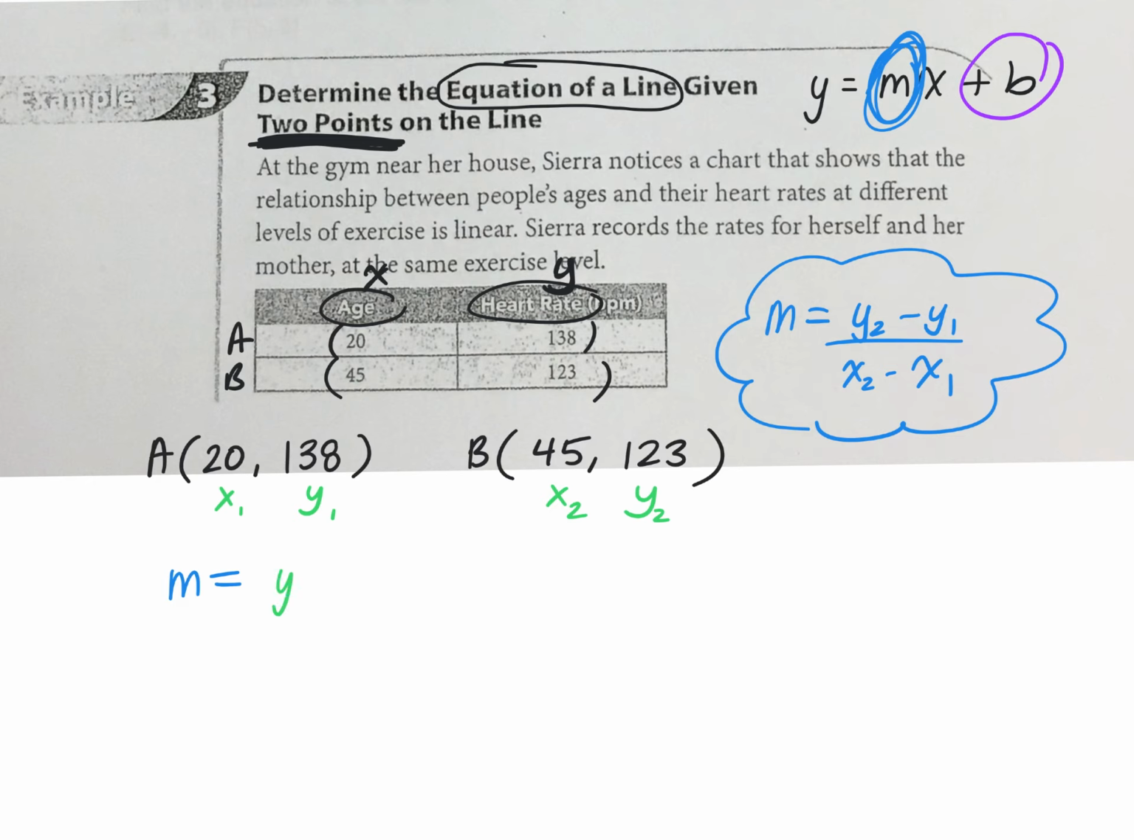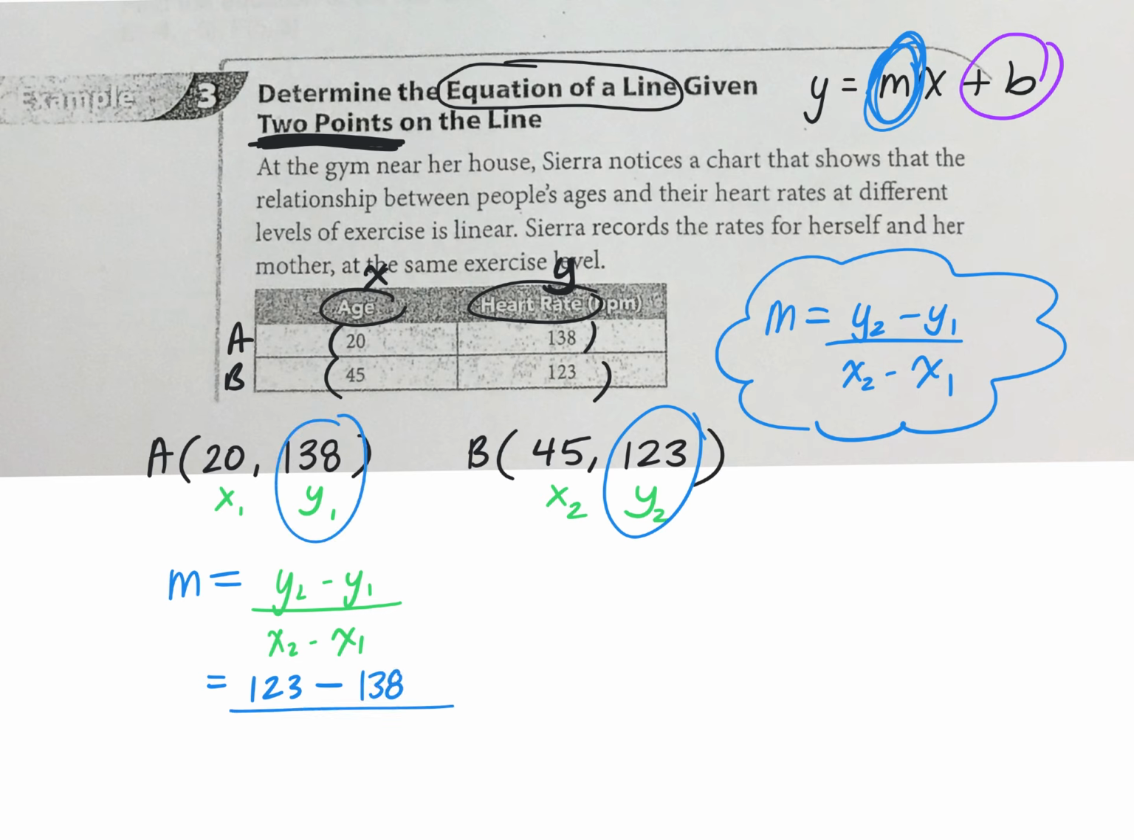So fill it in. y2 minus y1 over x2 minus x1. So we're subtracting our y values. What is y2? 123, take away 138, over what? x2 is 45 minus 20. It doesn't matter which one we label 1 and 2, as long as you're going in the correct order. I'm doing y2 minus y1 and then x2 minus x1.